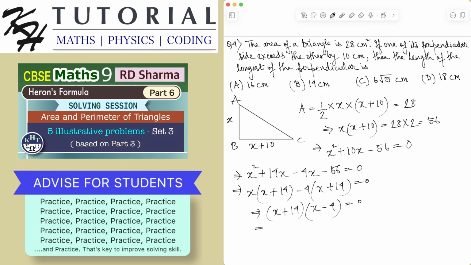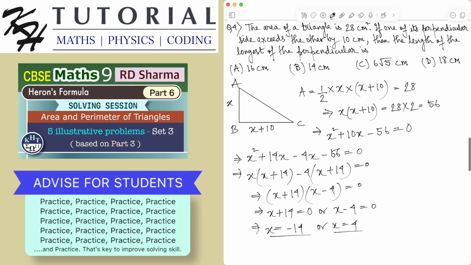So from this equation, x plus 14 multiplied by x minus 4 is equal to 0. We can have two solutions of x. So either x plus 14 will be equal to 0, or x minus 4 will be equal to 0. So this implies if x plus 14 is equal to 0, then we have x is equal to minus 14, and if x minus 4 is equal to 0, we have x equal to 4. So we are having two solutions of the quadratic equation x square plus 10x minus 56 equals to 0.